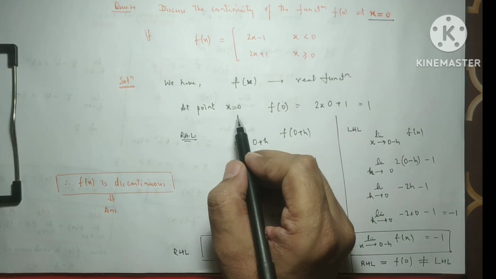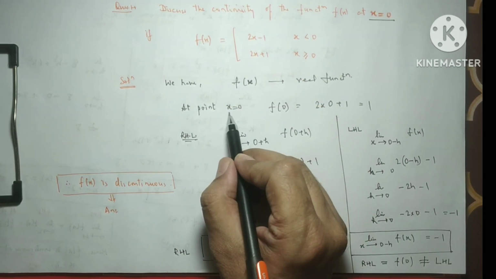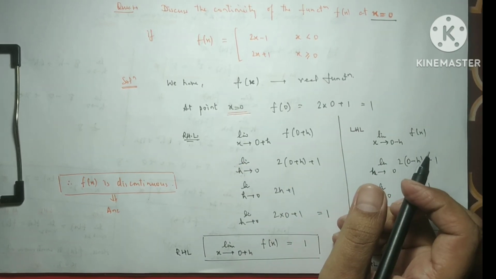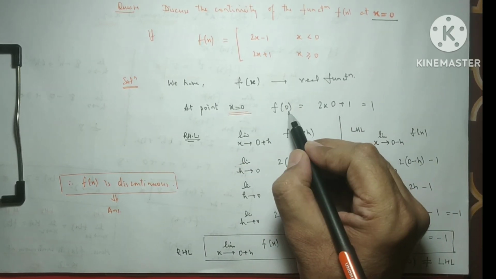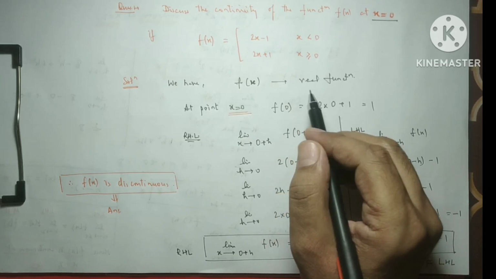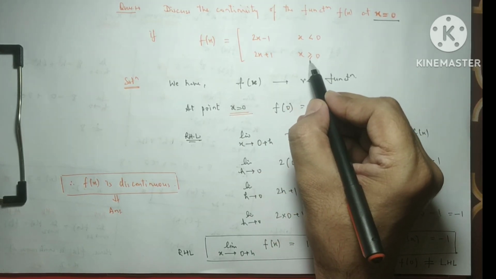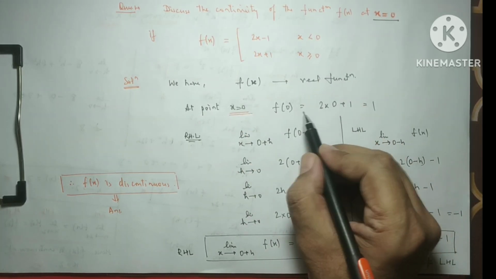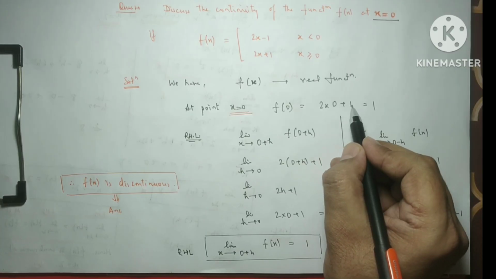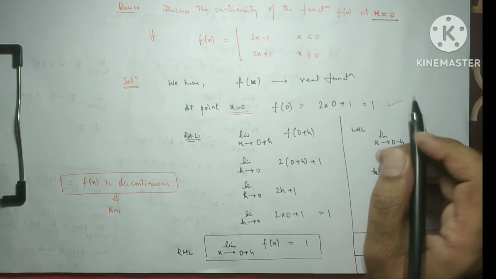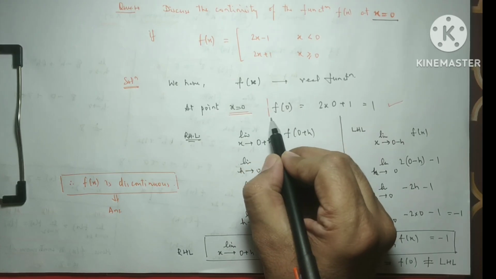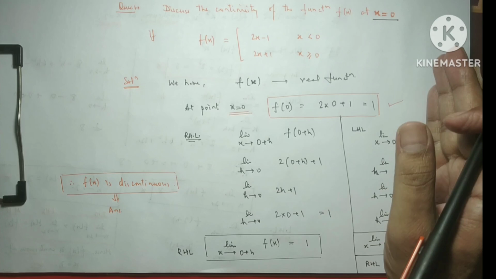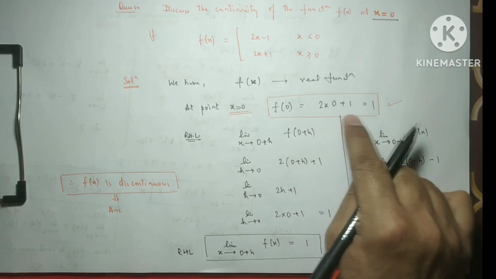Right now we have a real function. For checking the continuity, first we collect the value of the function at the point. The checking point is x equals 0. So when we place f(0), we will use the definition for x greater than or equal to 0. So we will use 2 into the value of x, which is 0, plus 1, so the answer is 1. So this is the value at the point. We want to collect three values: right hand limit, left hand limit, and the value at the point.